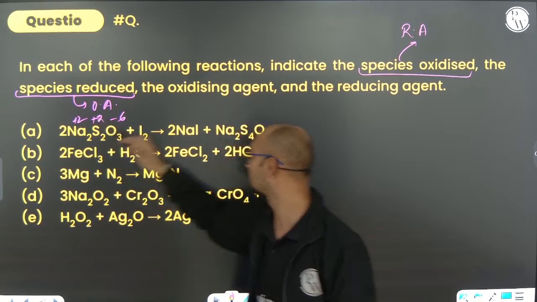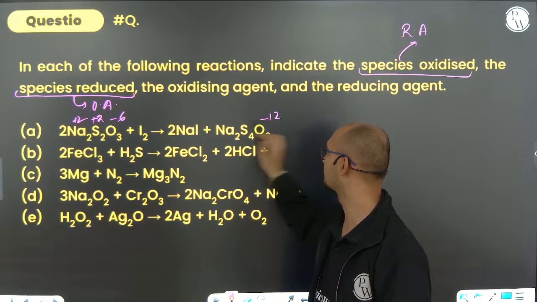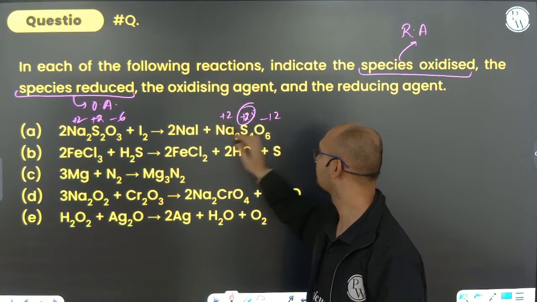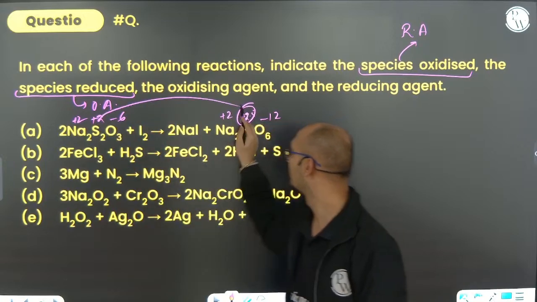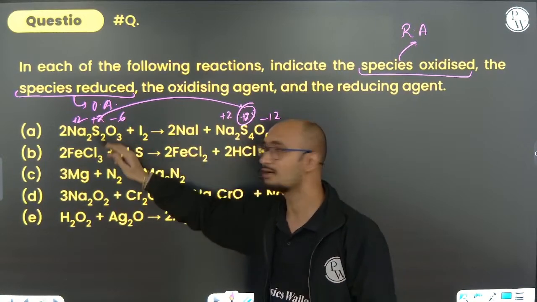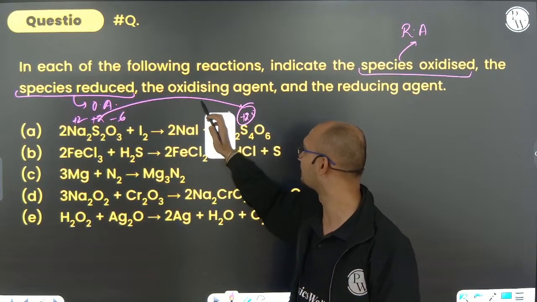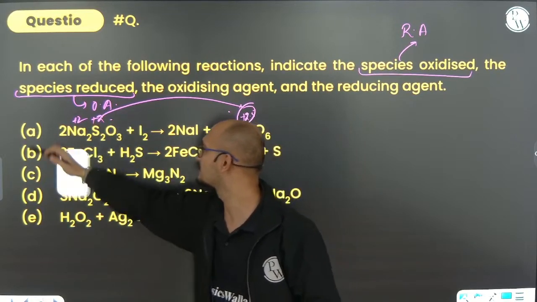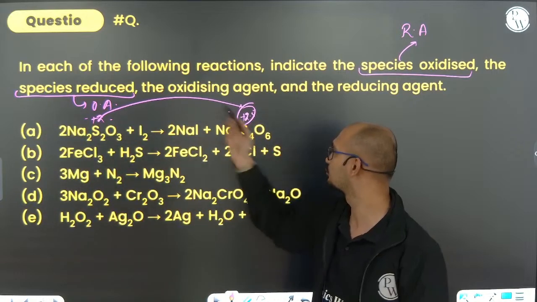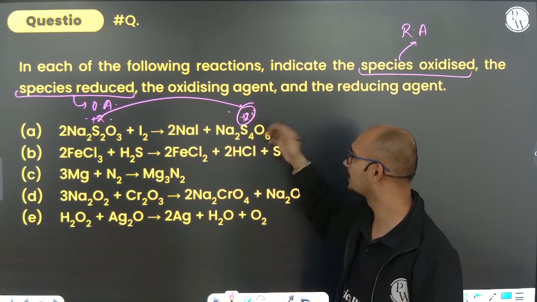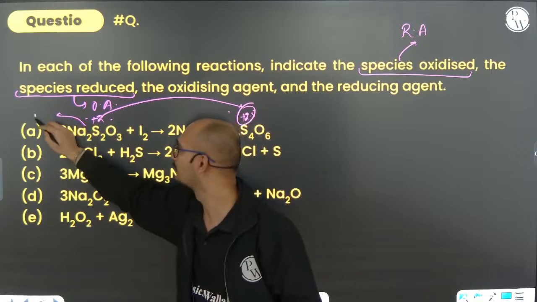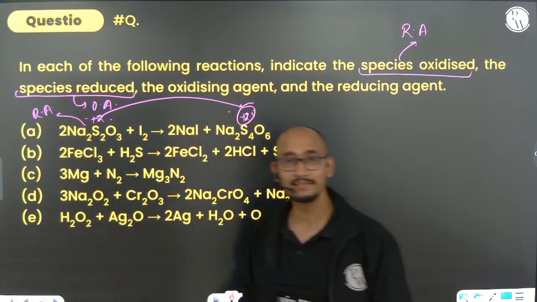It is going to Na2S4O6, which is +2.5. So sulfur is going from +2 to +2.5, so sulfur is getting oxidized. No change in oxygen or sodium. Only sulfur is changing its oxidation state, that is +2 to +2.5. So what we can say? Here it is getting oxidized, so it is the reducing agent, because it is getting oxidized.